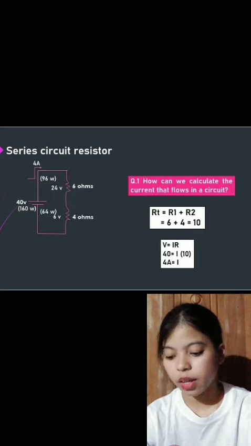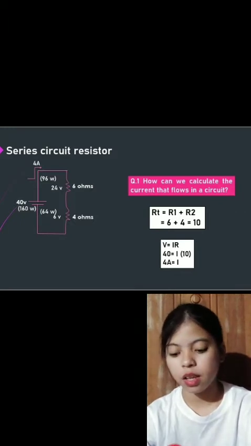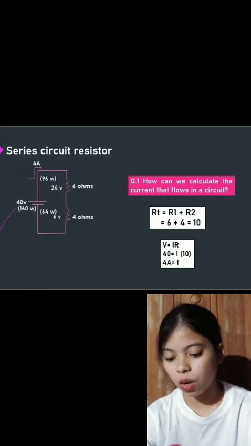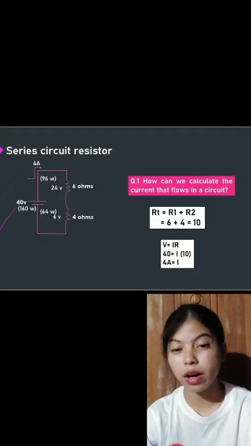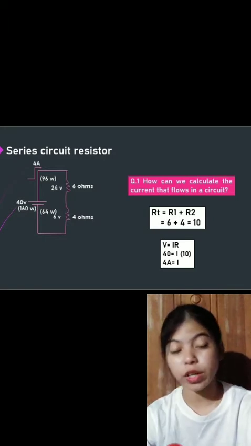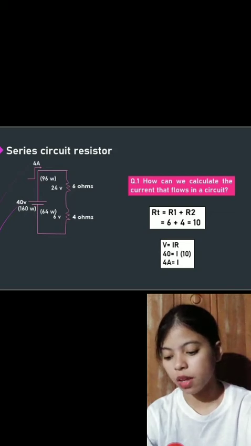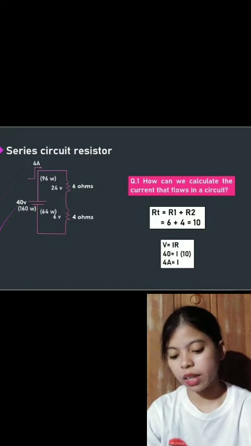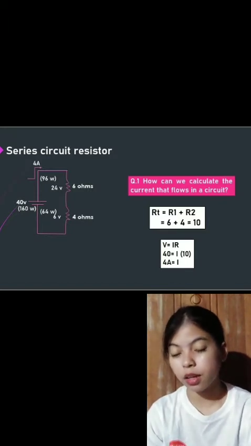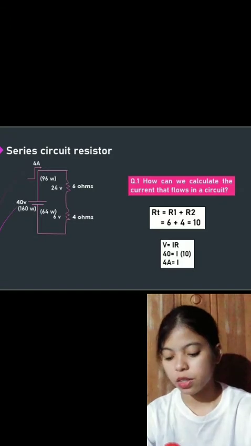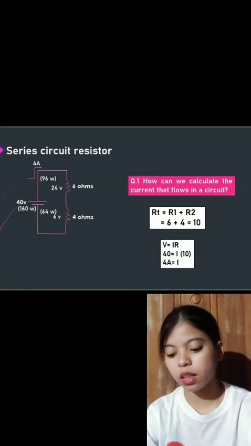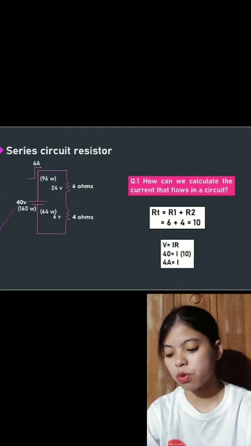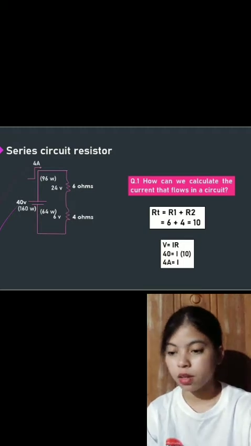And then the next thing you need to do is to use Ohm's law. So V is equal to I times R. If you use the 40 volts and the total resistance of 10 ohms, the current that flows in the circuit is 40 divided by 10. It will be 4 amps. So 4 amps of current leaves the battery and flows through each resistor.